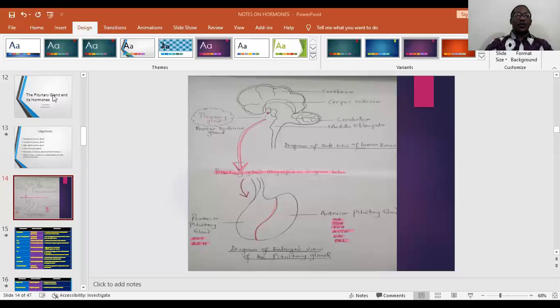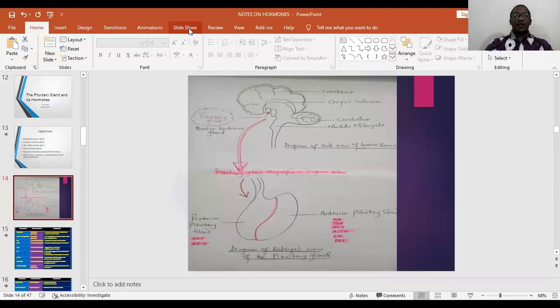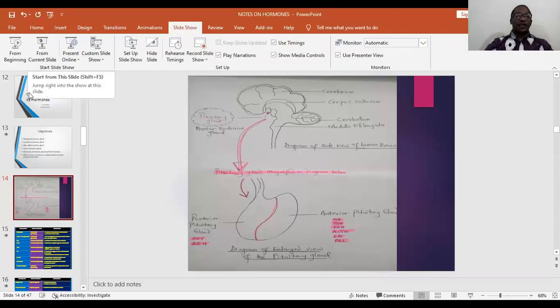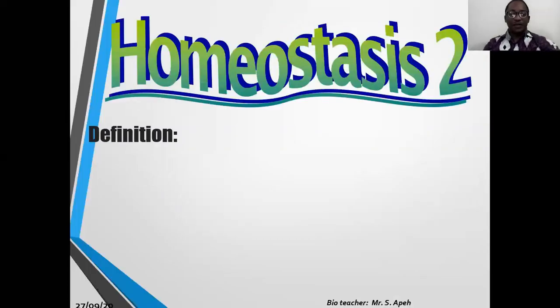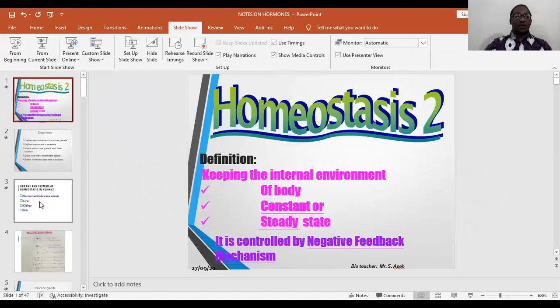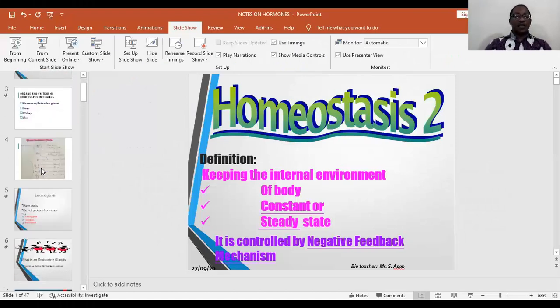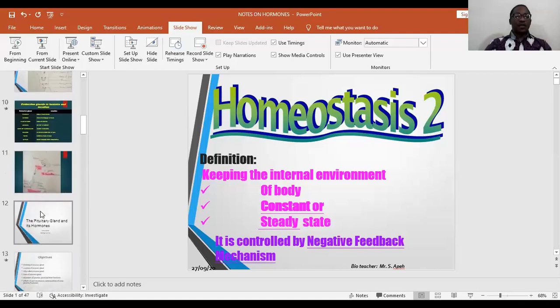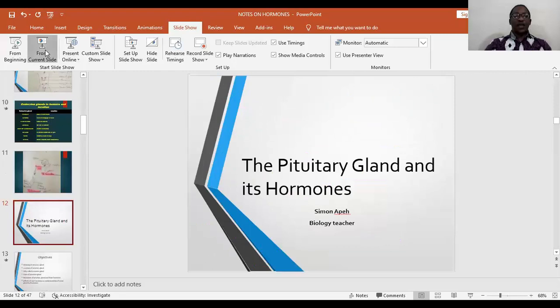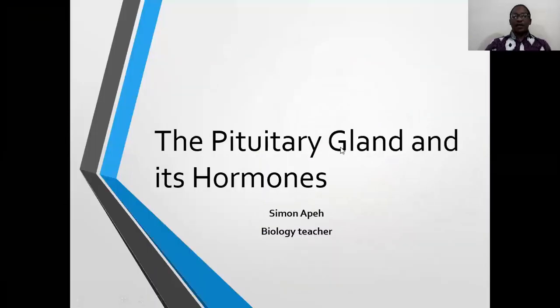And today we'll be looking at materials connected with the endocrine gland. Specifically, we are dealing with hormones. Remember, it was part of the material we considered under homeostasis when I started. But for today, we'll look specifically at the pituitary gland. I think you can see it now very well, right? I'll be dealing with the pituitary gland and its hormones.